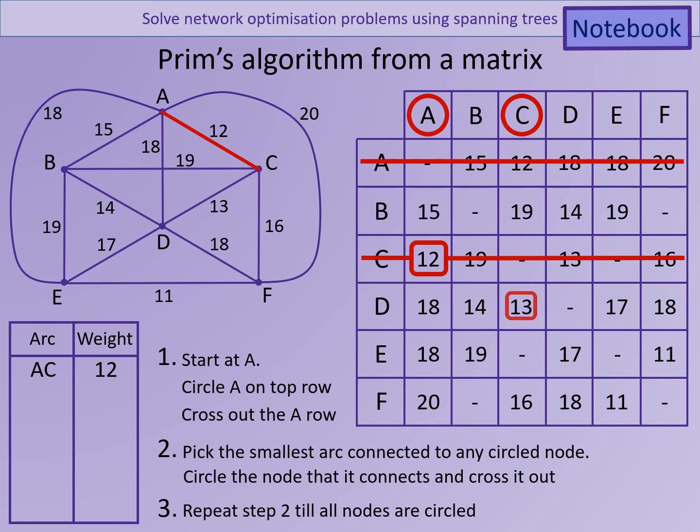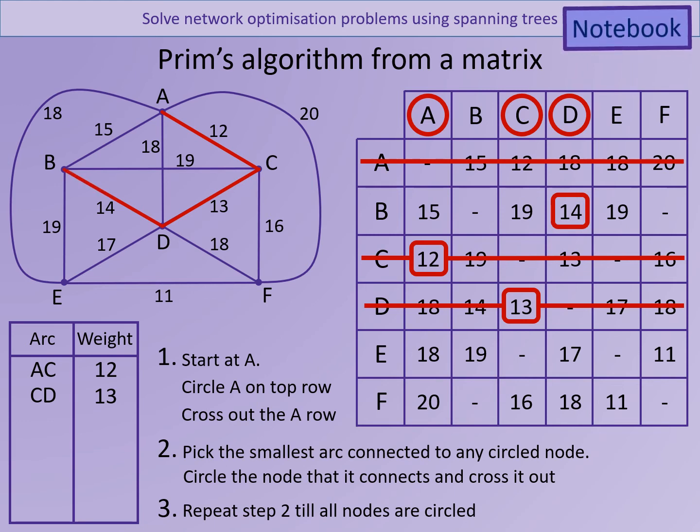So looking down columns A and C, we can see that CD is the next lowest weight. So D is added to the circled nodes at the top. Row D is crossed out from the table. And CD, weight 13, is added to the table of values. I'm now going to look down all three of the circled columns.